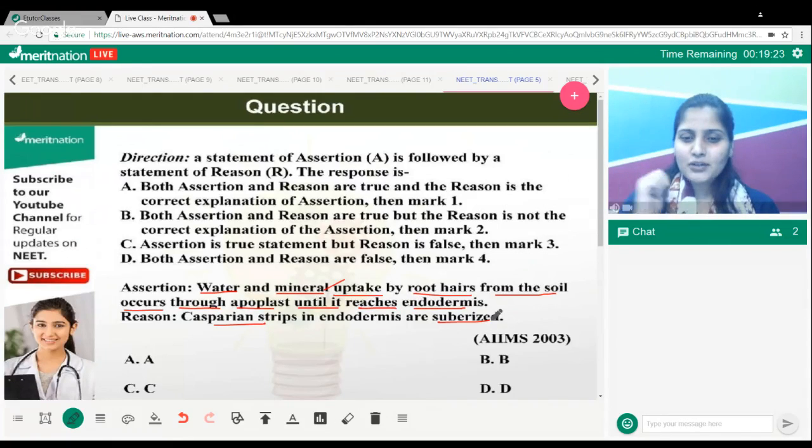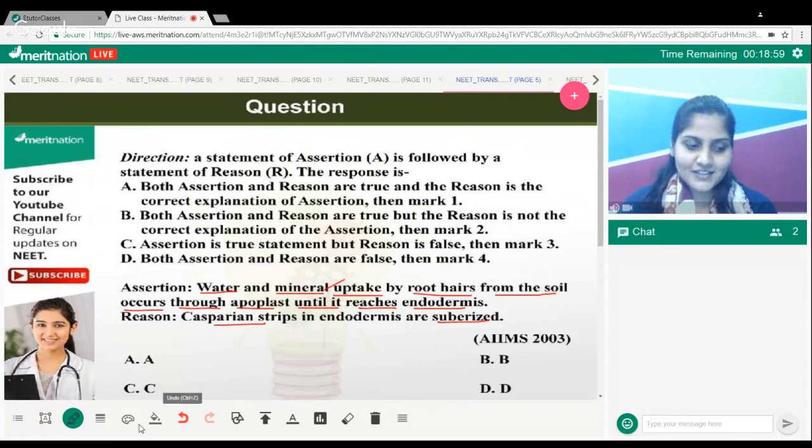Can you relate both the assertion and reason? Do you think the assertion is well substantiated by the reason? Is it a right thing going on? I'm giving you 10 seconds extra for this question. I can see people putting up answers. Very good. Time is up now, guys.